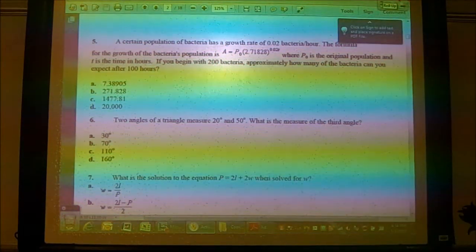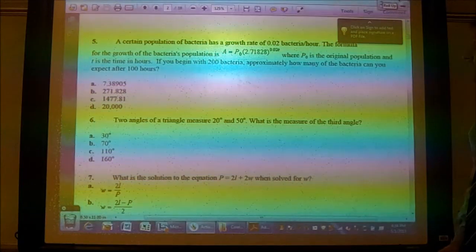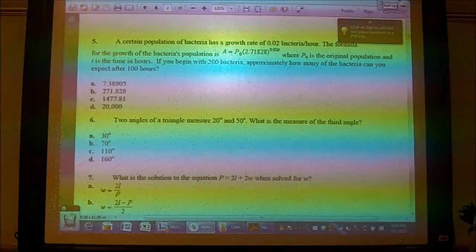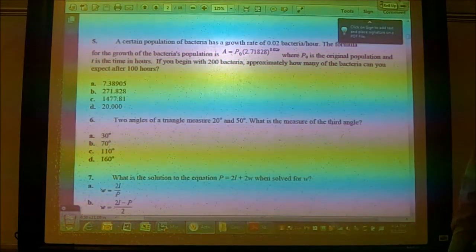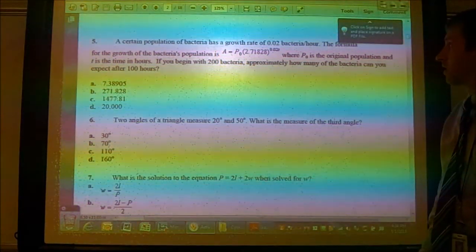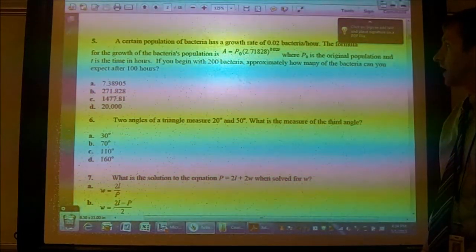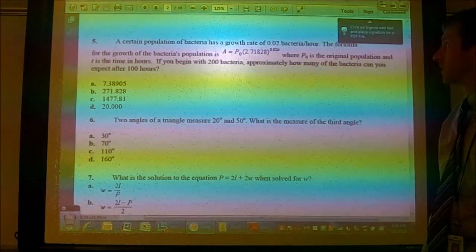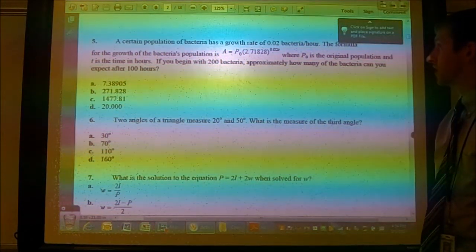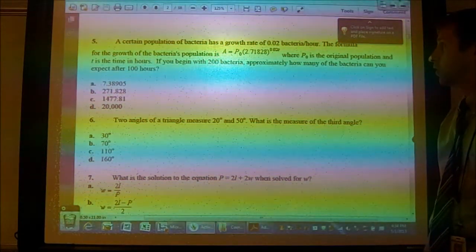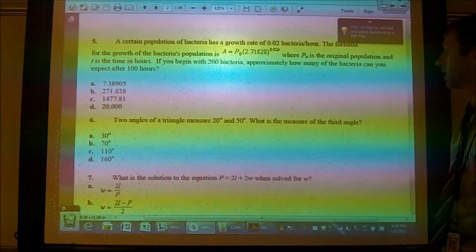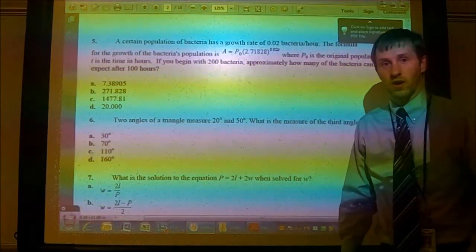A certain population of bacteria has a growth rate of 0.02 bacteria per hour. The formula for the growth rate of the bacteria's population is A equals P0 parentheses 2.71828 to the 0.02 t, where P0 is the original population and T is the time in hours. If you begin with 200 bacteria, approximately how many of the bacteria can you expect after 100 hours?